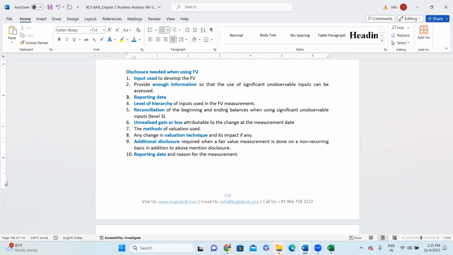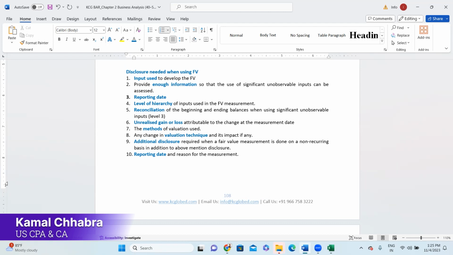Shall we do an example here for the reconciliation? Or did you understand? We are at the fifth point in the disclosure, reconciliation. Is it clear to everyone? Yes, sir.